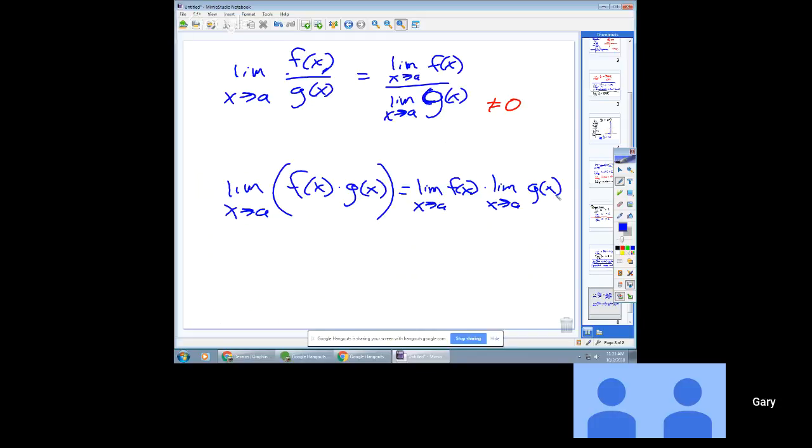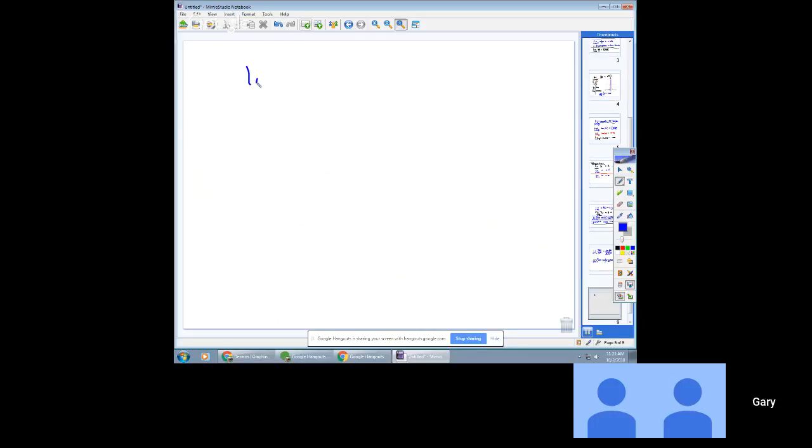And then some other funky ones. Limit as x goes to a of the square root of f of x. So as long as f of x doesn't end up being a negative number, because the square root of a negative number means we have to play with i, and that's a whole other problem, then this is equal to the square root of the limit.